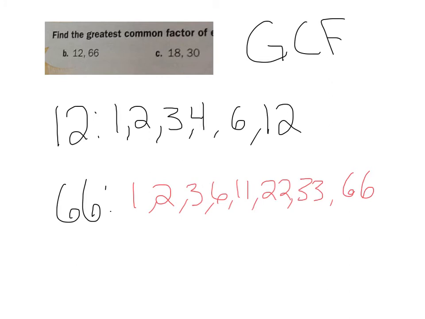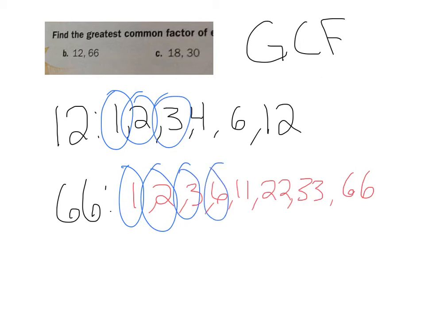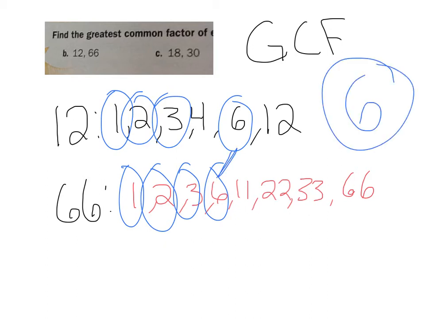Now we want to go through and figure out what factors they have in common. Well, if I look at 12 and 66, I see they both have a 1, 2, 3, and 6. So of those numbers they have in common, what is the greatest one they have? Well, 6 is the greatest one they have in common. So my answer would be 6.